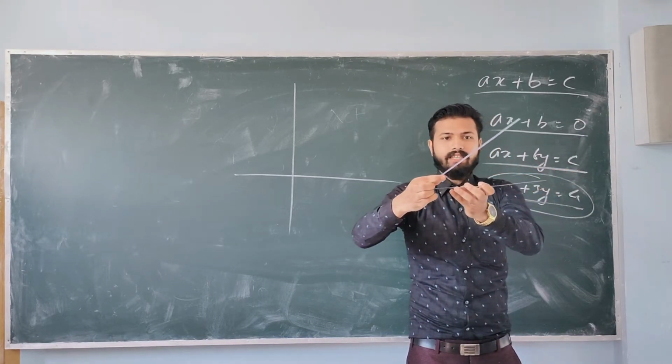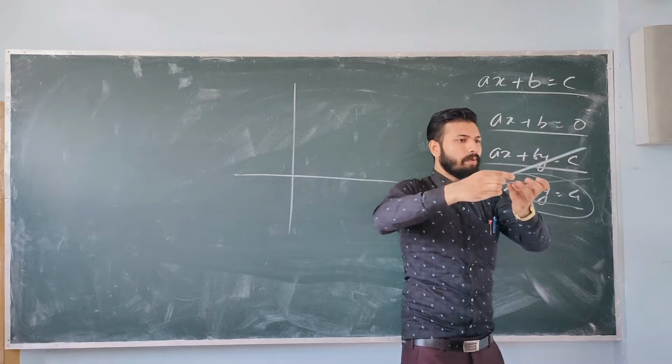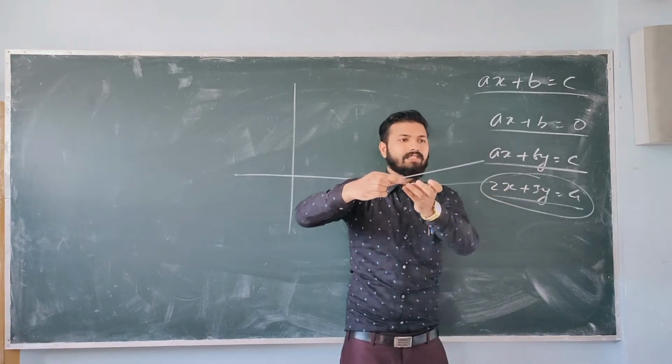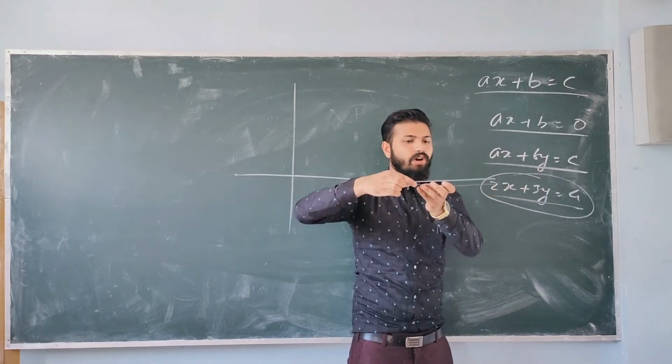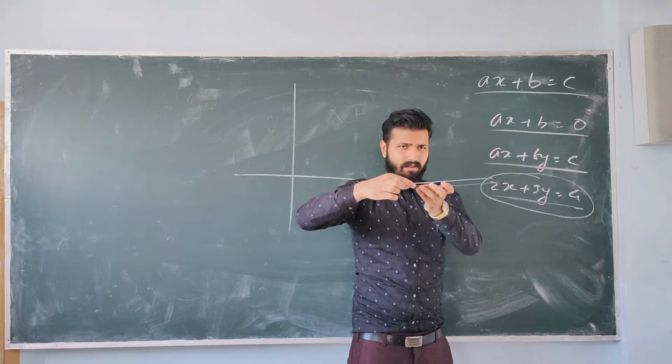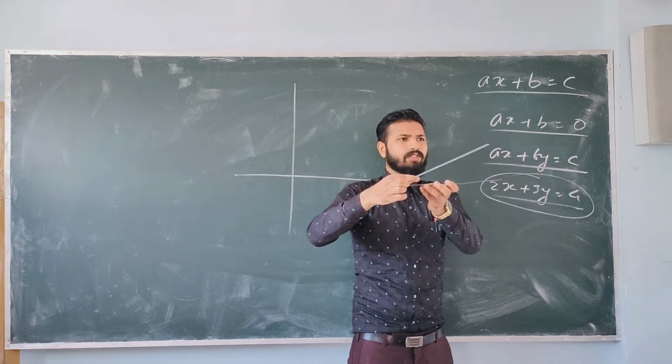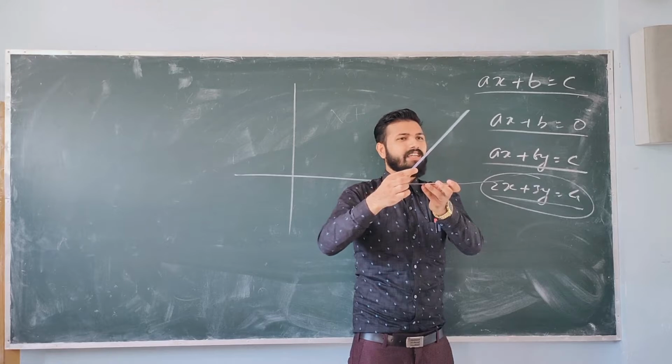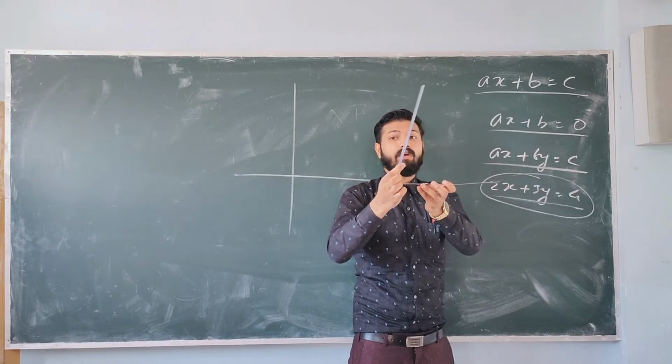Now what happens? You can see the slope increases. When theta is less, the slope will be less. When theta is 0, there is no slope. When you increase theta, the slope goes on increasing. What is a positive slope?